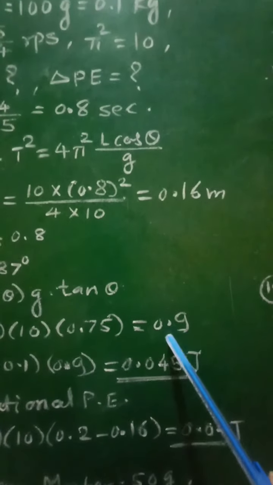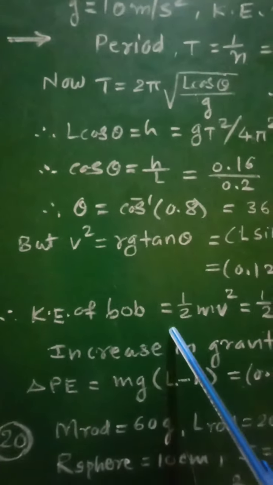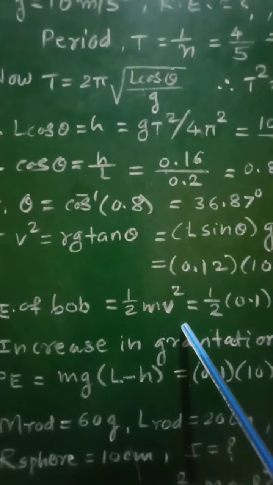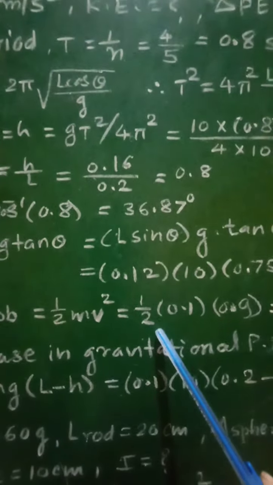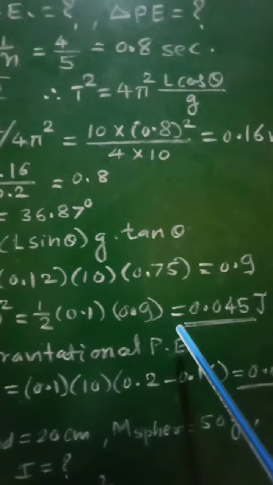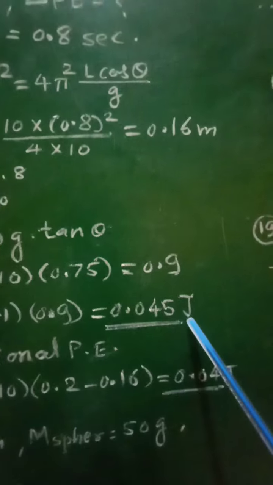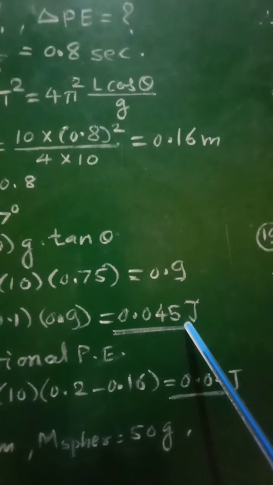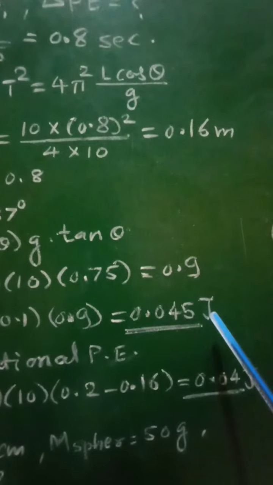So this will be the value of v square, and therefore the kinetic energy of the bob will be equal to half m v square, that will be equal to half into 0.1 into 0.9, which comes out to be 0.045 joule. So kinetic energy of the bob is equal to 0.045 joule.